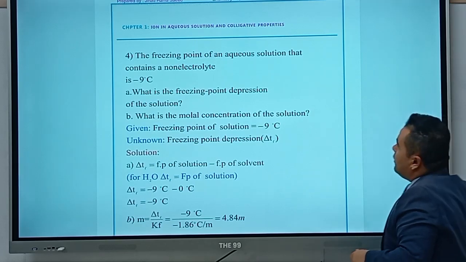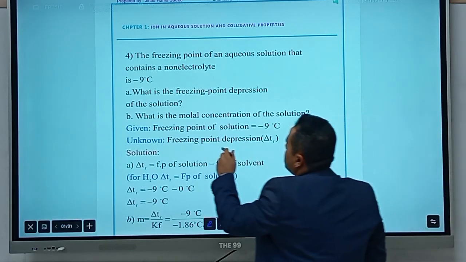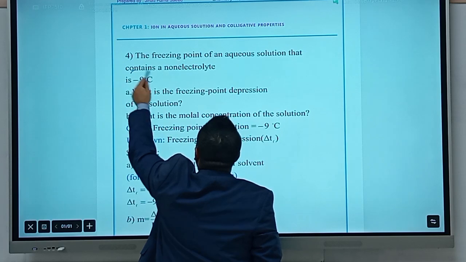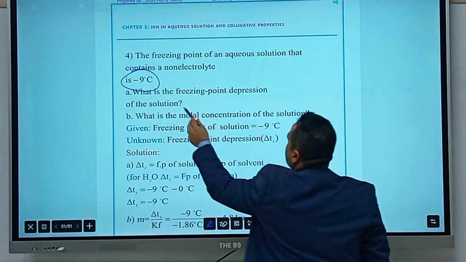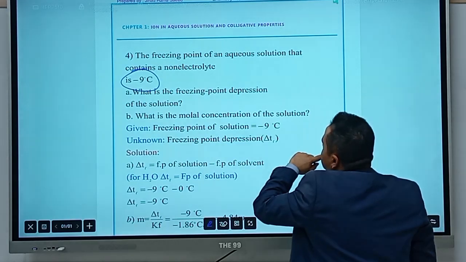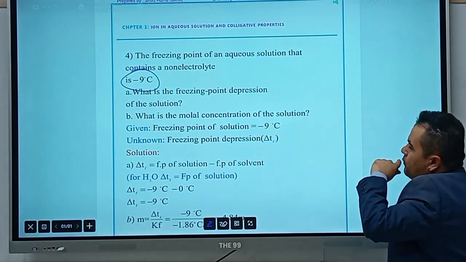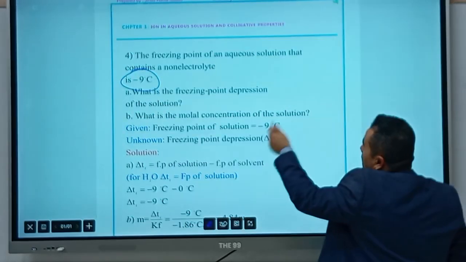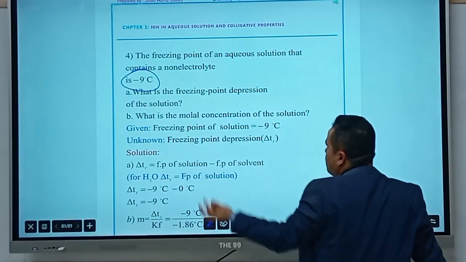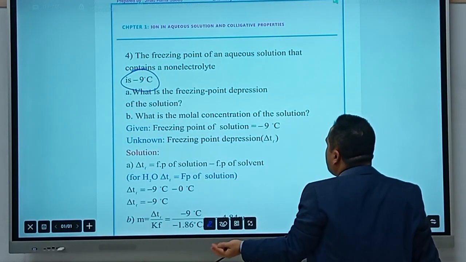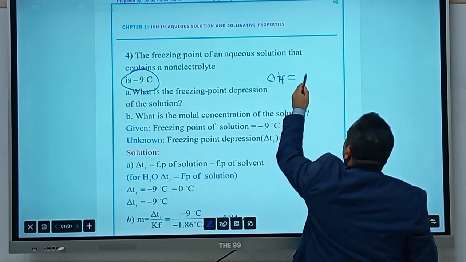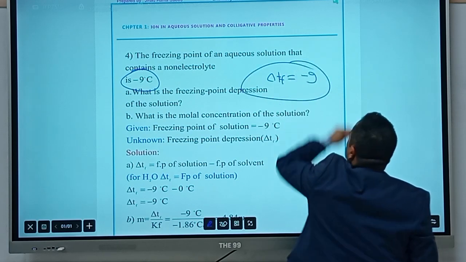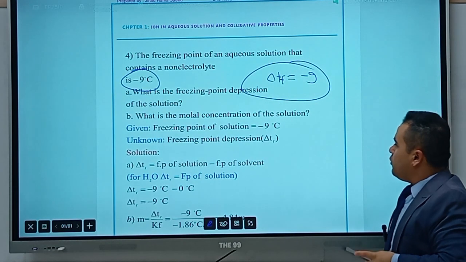More questions, guys. The freezing point of an aqueous solution that contains a non-electrolyte is minus 9 Celsius. What's the freezing point depression? So guys, when the freezing point of a solution is given, and the solvent is not given, we mean the solvent is water, and delta TF is equal to minus 9. Why? Because it's the same as the freezing point of the solution.